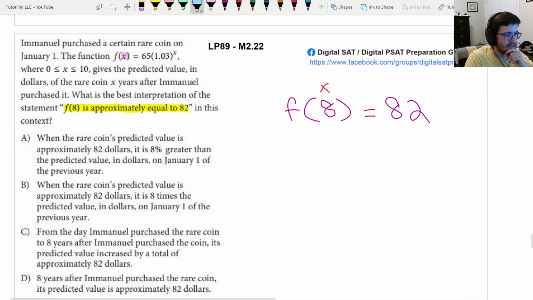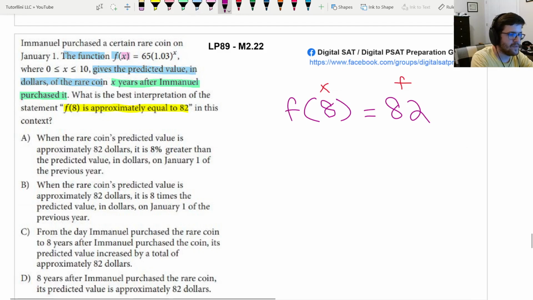Now, the thing in front of the function, that is your output or your y. So that goes on the other side. So we're going to put an f here. Now I'm going to figure out what x and f are. X is the years after Emmanuel purchased it. And it says the function f, blah, blah, just ignore that, gives the predicted value in dollars of the rare coin.